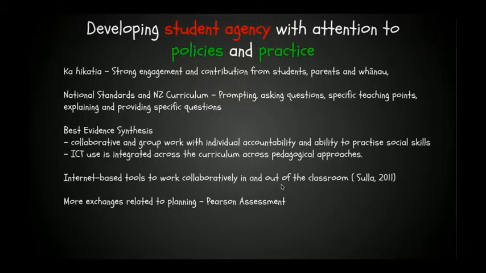If we look at the Best Evidence Synthesis report, some of the things that are coming out strongly in that are the importance of collaborative and group work with individual accountability and the ability for students to practice social skills. It's suggesting that ICT use should be integrated across the curriculum, across pedagogical approaches, and as a tool for learning as opposed to the technology learning that's going on around that.